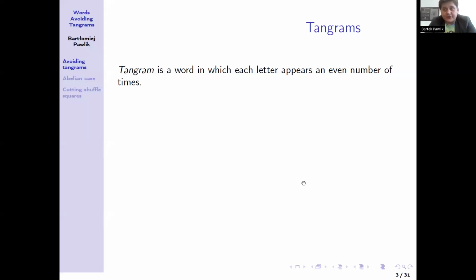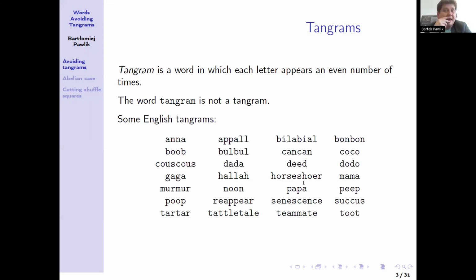And the tangram is an ancient Chinese puzzle, as I think, in which all the pieces can be arranged to form a square. So this is why we will call the words in which each letter appears an even number of times tangrams. Of course the word tangram is not a tangram, because we have two letters a, but every other letter appears exactly once. And here are 28 tangrams taken from the English dictionary, and from Mathematica, I think, if I remember it correctly.